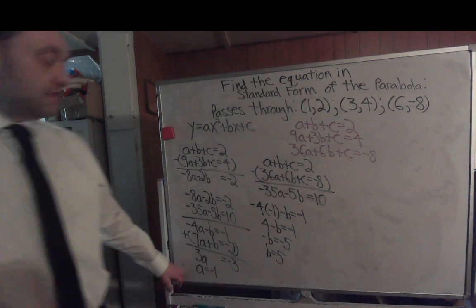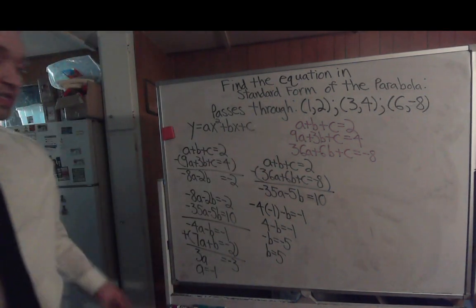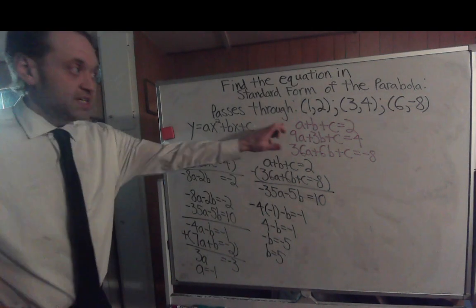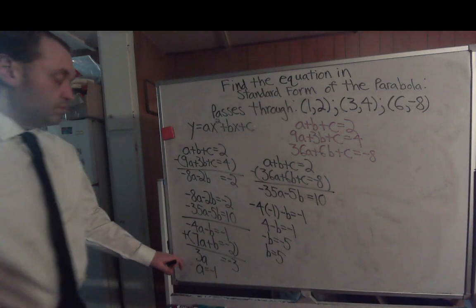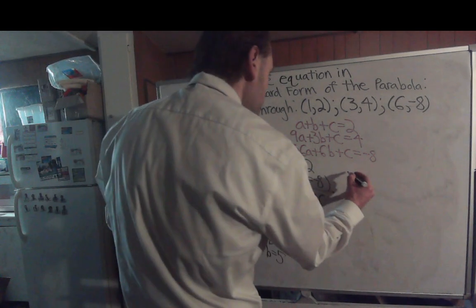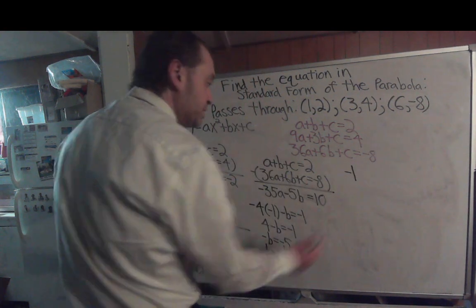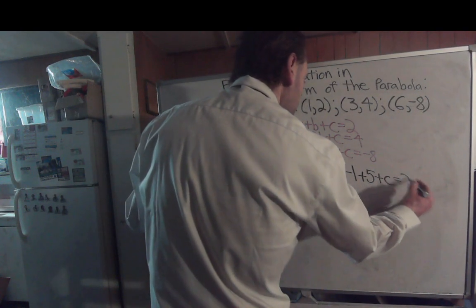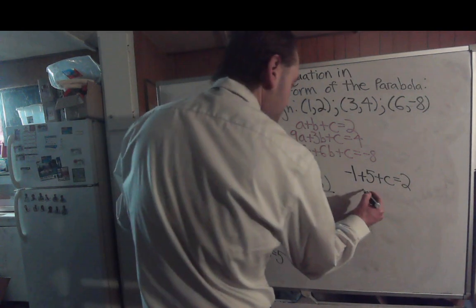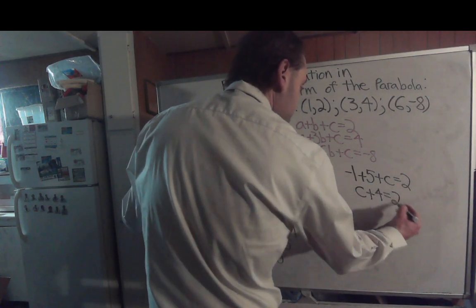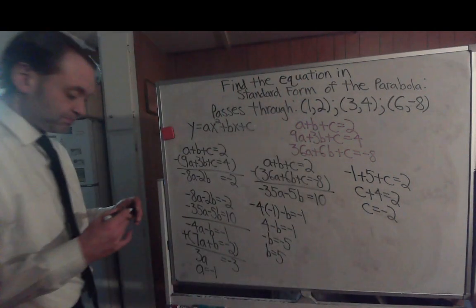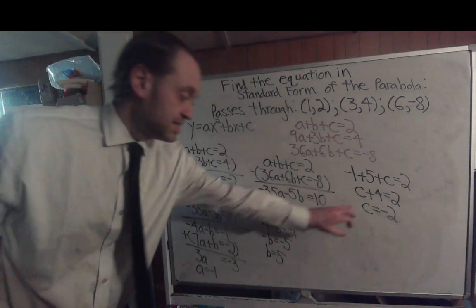Now just pick any of these original three equations and solve for c. I think it's obvious we want to go with the top one, right? So a is negative 1, so you'll have negative 1 plus your b of 5 plus c is equal to 2. Well, that would give you c plus 4 equals 2, giving you a c value of negative 2. So we found a, b, and c.